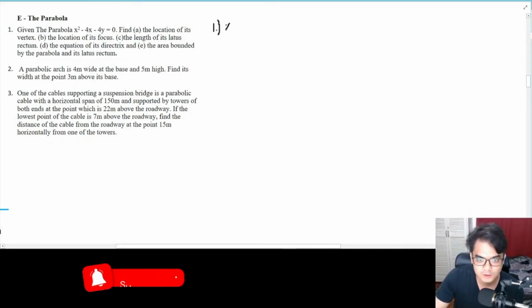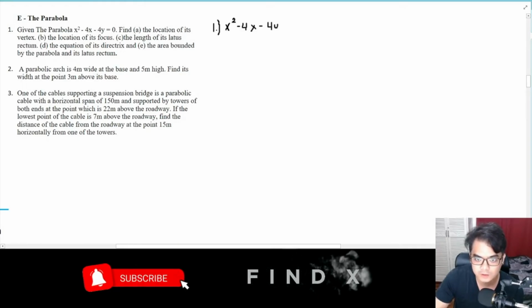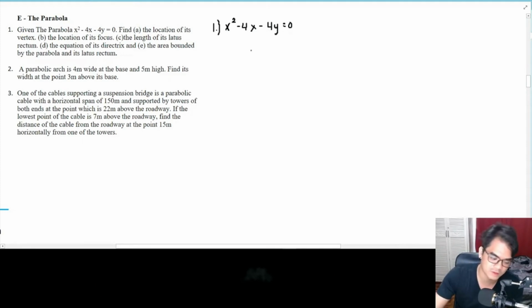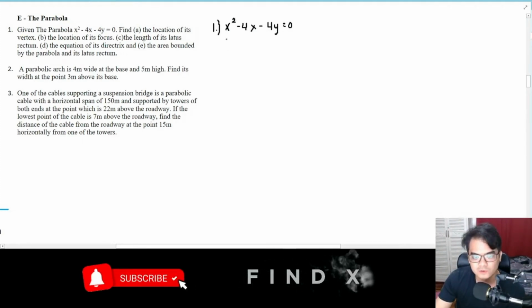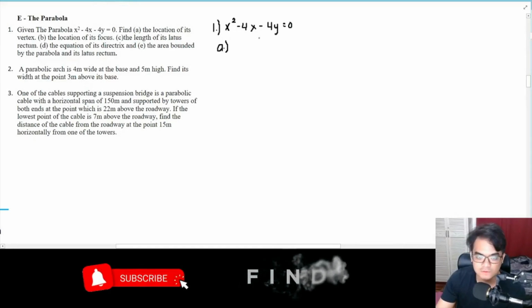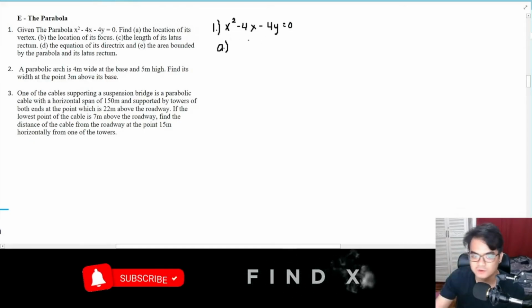Given the parabola x squared minus 4x minus 4y equal to 0, we are asked to find the location of its vertex. So first is the location of its vertex. We will now try to reduce this given parabola into its standard form. So first thing you do is transpose negative 4y to the other side. So that will become x squared minus 4x equal to 4y.